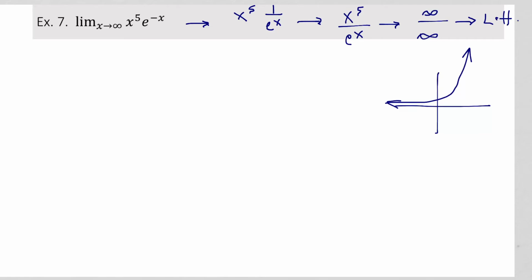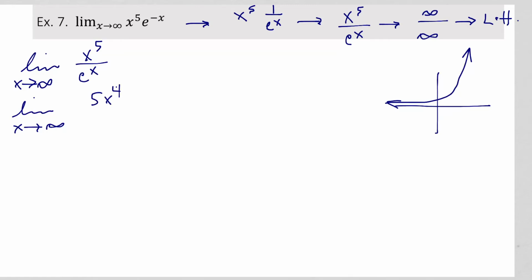All right, so this will be the same as the limit as x approaches infinity of x to the fifth over e to the x. So I'm going to take the first derivative of both of those. So I'll get 5x to the fourth divided by e to the x. So notice that this is still infinity over infinity. So I'm going to apply L'Hopital's rule again.